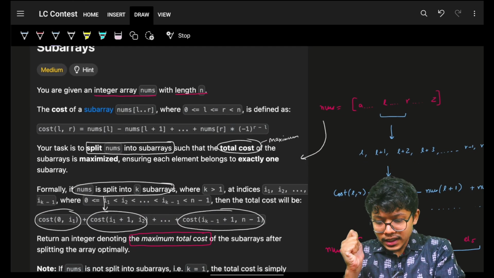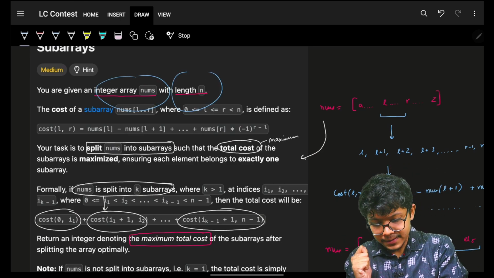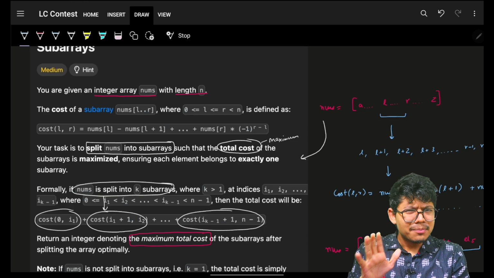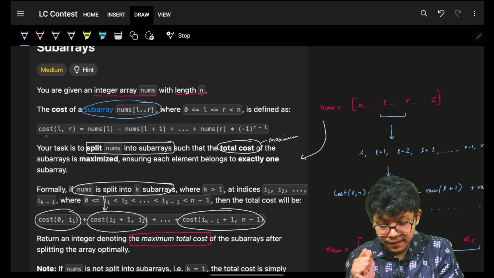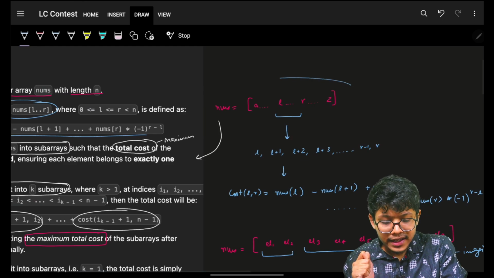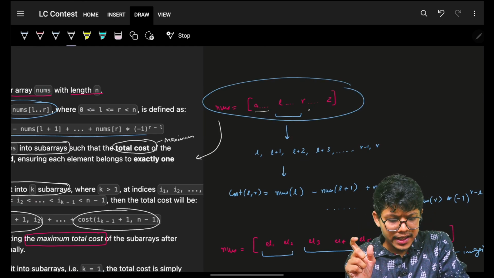Now, coming back, it simply says that you're given an integer array nums with the length n. Now, simply array nums and length n. A cost of a subarray from L to R is defined as this value, which means if I take and imagine my array nums as this array, then again it can have any number of elements.